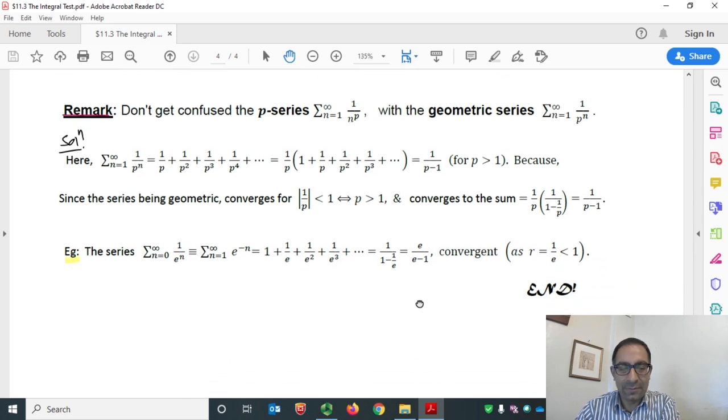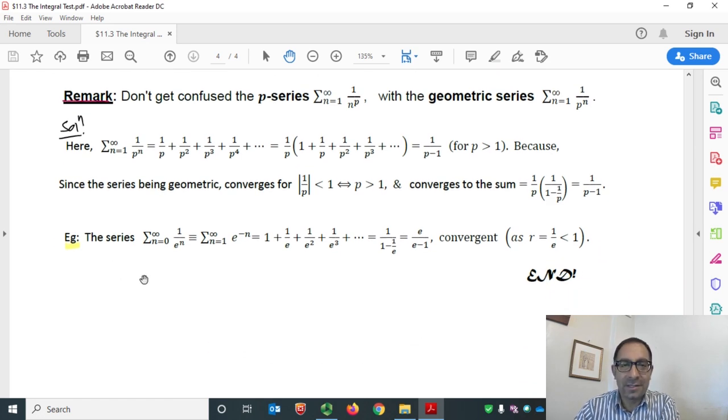Here is a quick example. The series summation of 1 over e to the n, n runs from 0 to infinity, which is the same as summation e to the power negative n. In expanded form, this is 1 plus 1 over e plus 1 over e squared plus dot dot dot. This being a geometric series, its first term is 1, common ratio is 1 over e, so its sum is first term over 1 minus the common ratio. Simplify, it gives us e over e minus 1, so this is a number. That means this geometric series converges since r is less than 1.